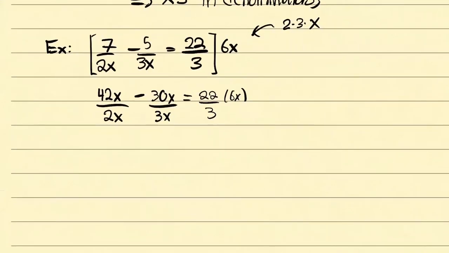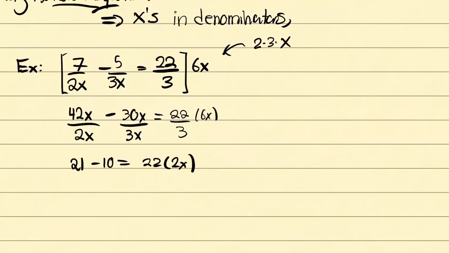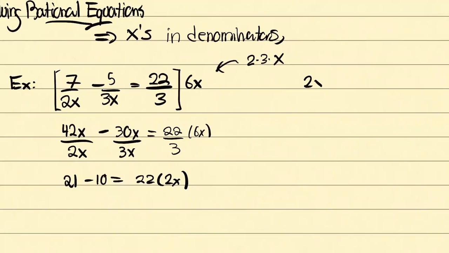Let's expand on that. This is now going to be 21 minus 10 is equal to 22. And what I can do right here is cancel a 3 and a 3 here to get 2, so 2x. Now this is a regular equation. So I did 6x because if I look at the common factors between 2x, 3x, and 3, the unique factors are 2, 3, and x. 2 times 3 times x. So 6x.